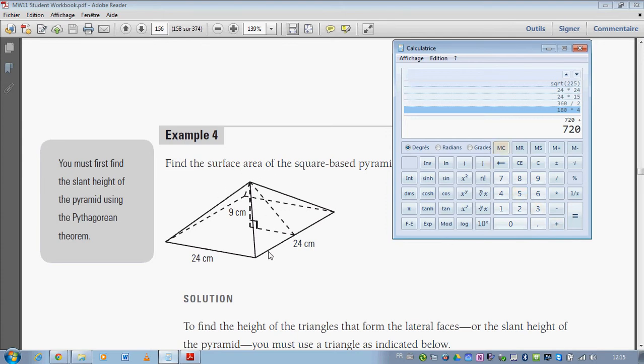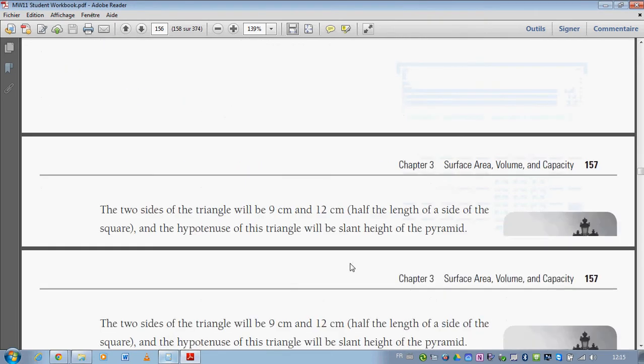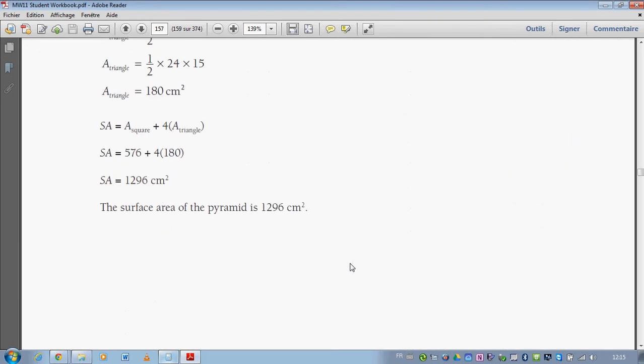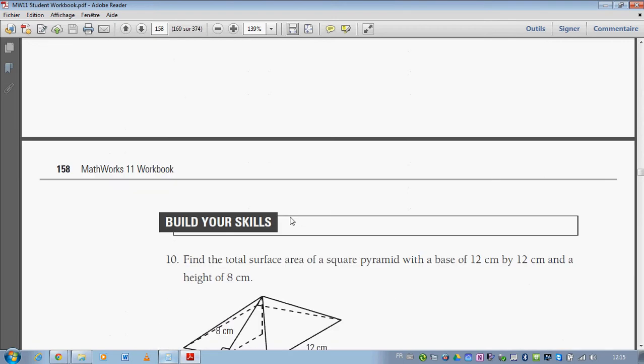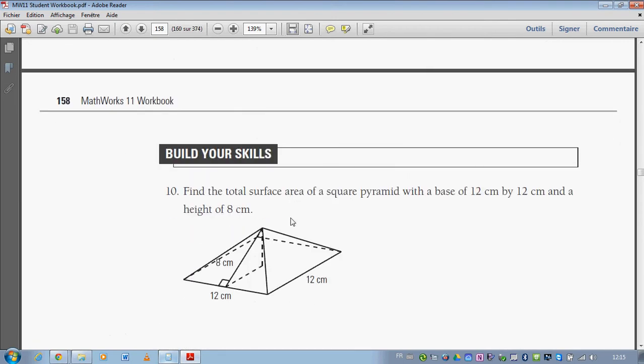So you've got to add the area of the square base, which we had figured out was 576. So you get a combined total surface area of the square base pyramid of 1,296. Okay, so that's kind of what they do there for you. At this point, you can pause the video and try out the Build Your Skills questions on page 158 of your workbook.